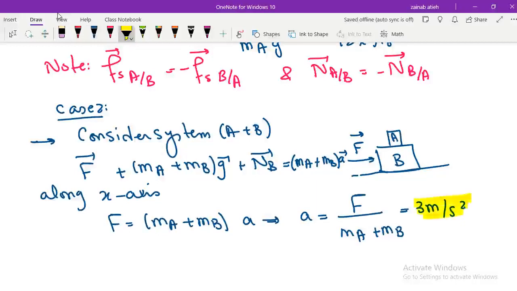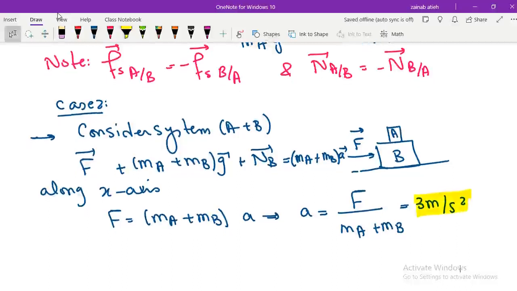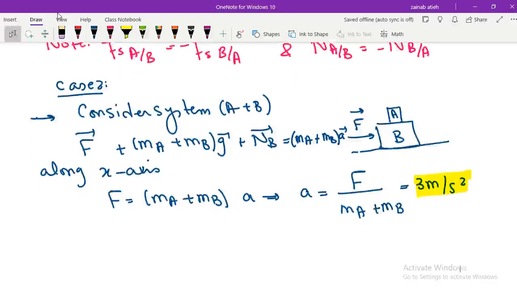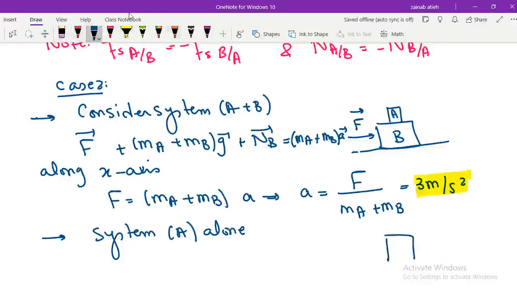I will solve only one way. I will not take block B because block B needs more work. I will choose block A because it's easier to find the friction and normal from block A. So let's consider system A alone. So let's look at system A. I will draw a new figure for A here. This is block A. What forces are on A?